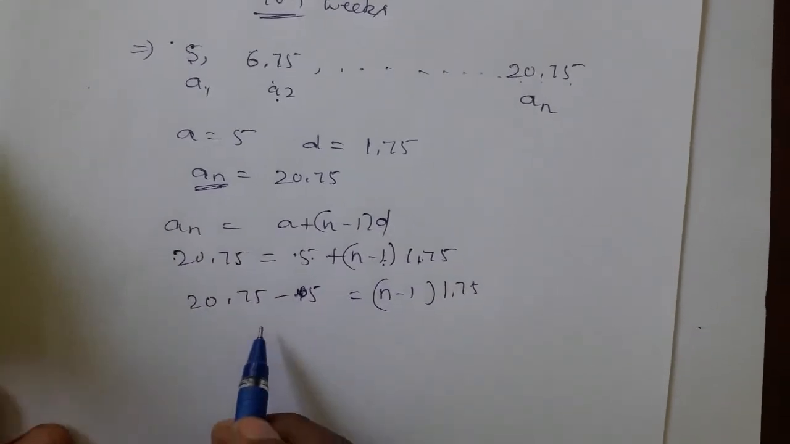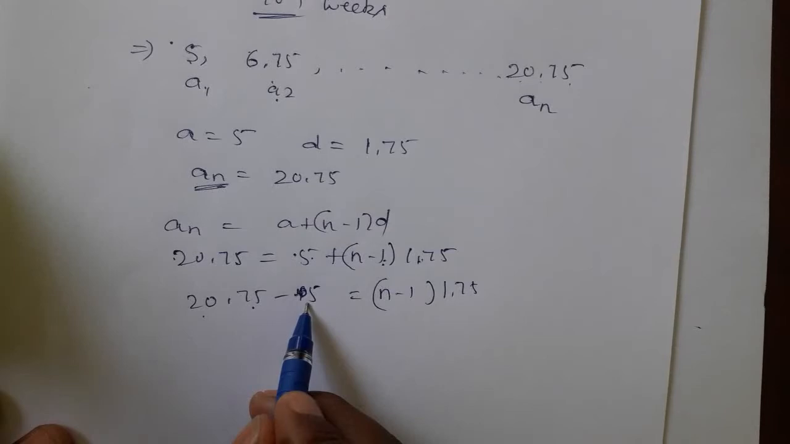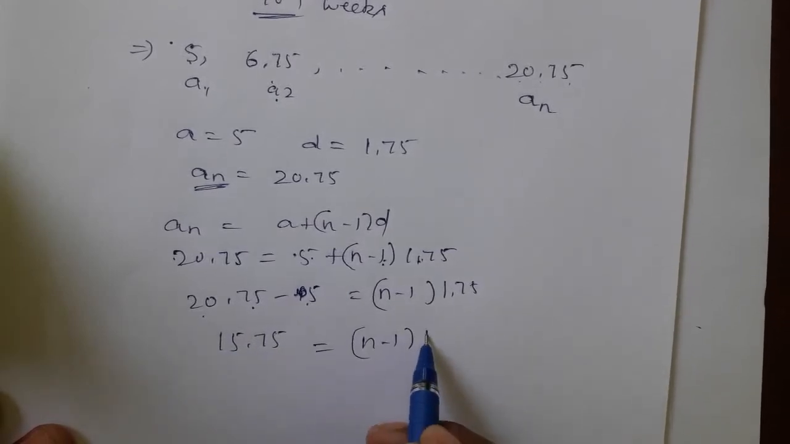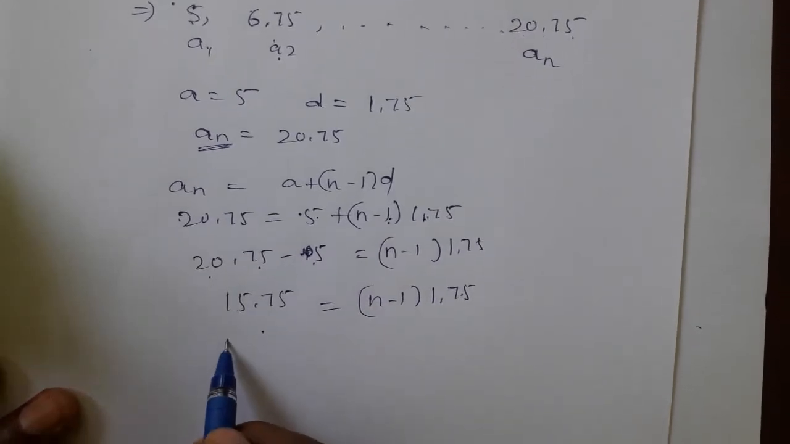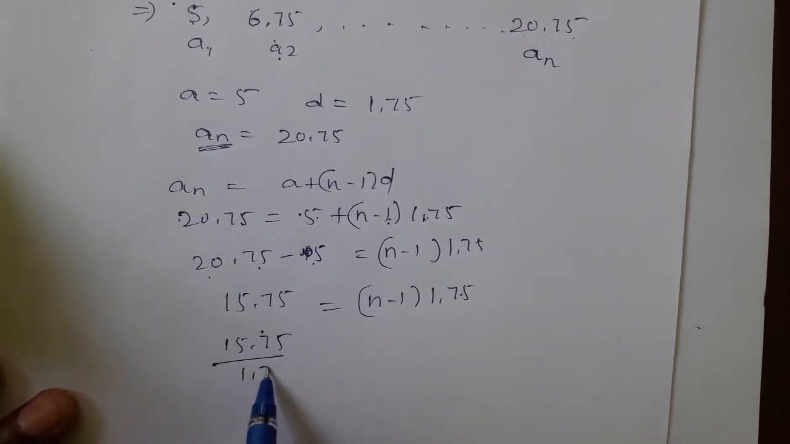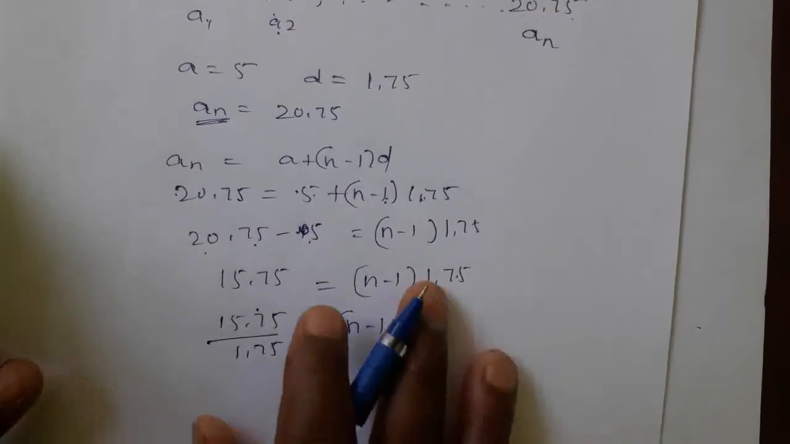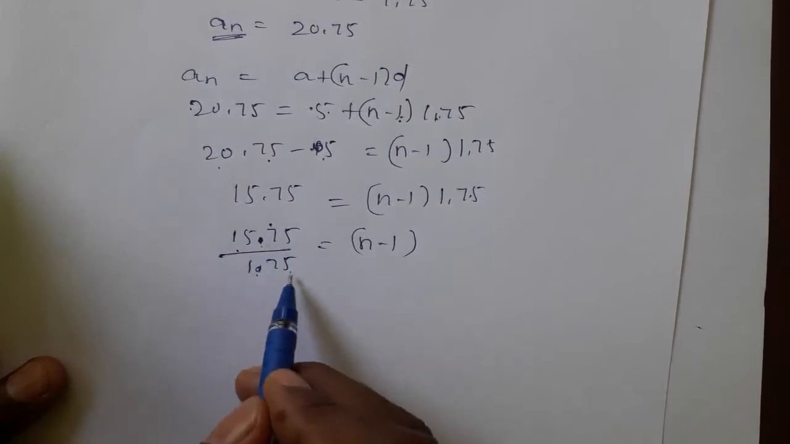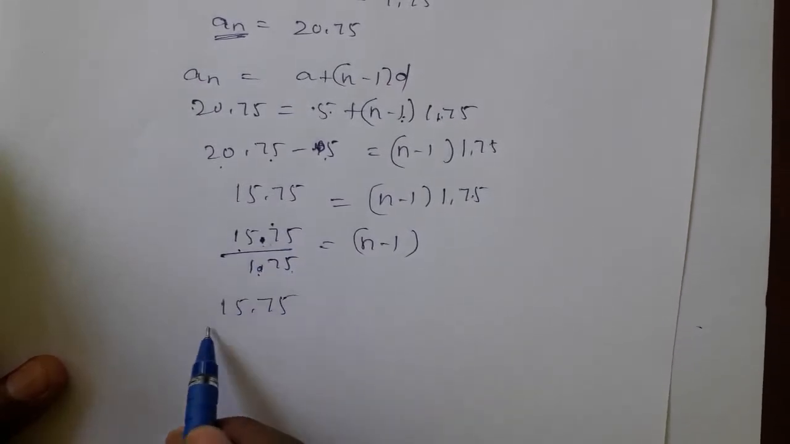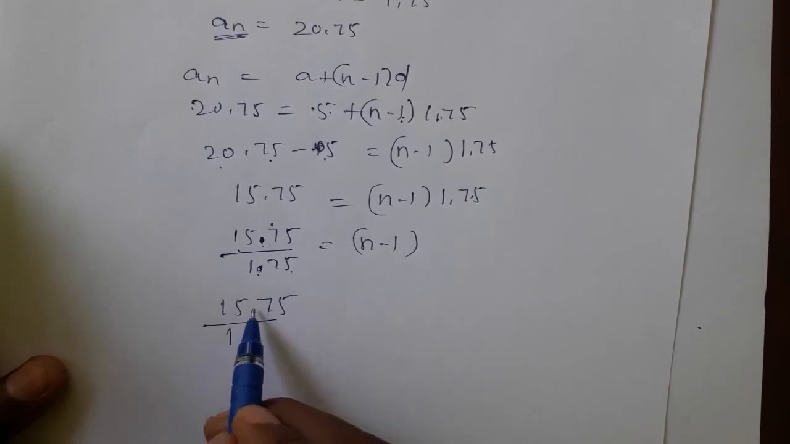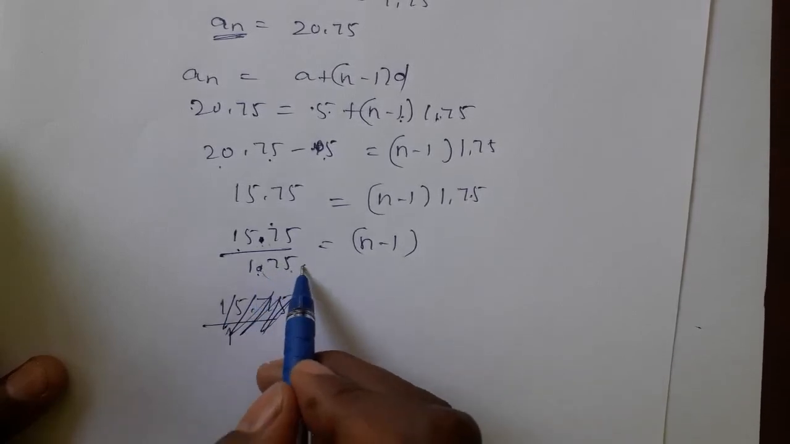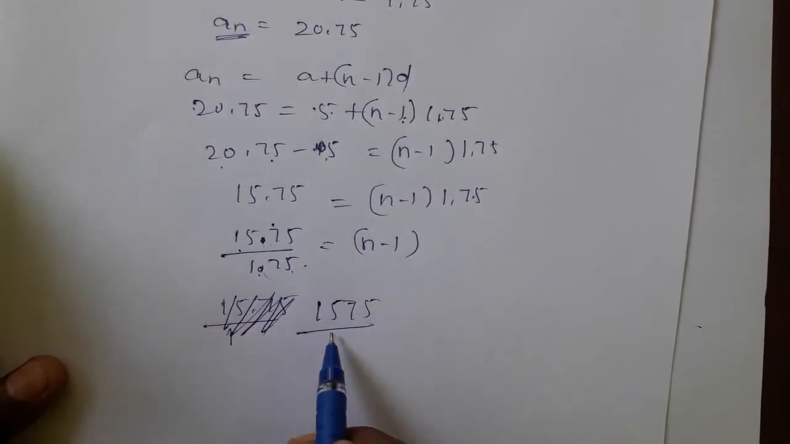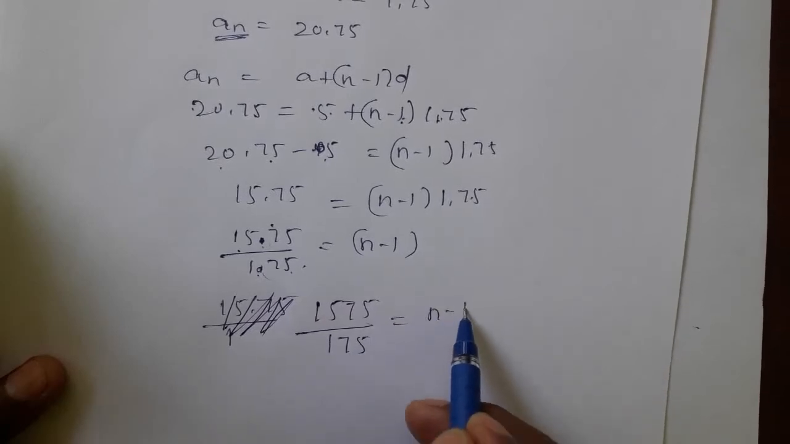Remember, between these two it is a product. 20.75 minus 5 is how much? 15.75 equals (N minus 1) into 1.75. We bring 1.75 to this side: 15.75 divided by 1.75 equals N minus 1. Here 15.75 and 1.75 both have two decimal places, so we remove the two decimal places from numerator and denominator because they cancel equally. So it is 1575 divided by 175 equals N minus 1.